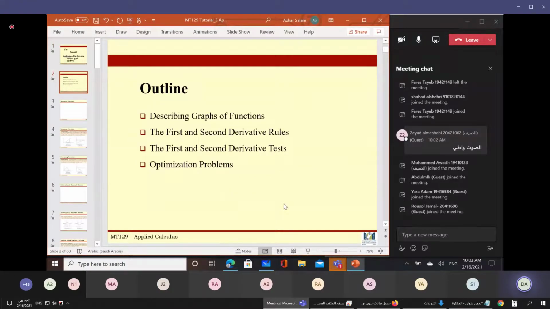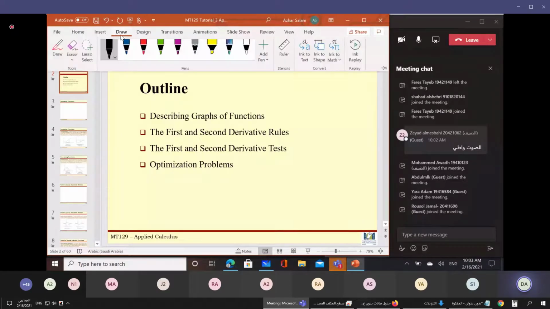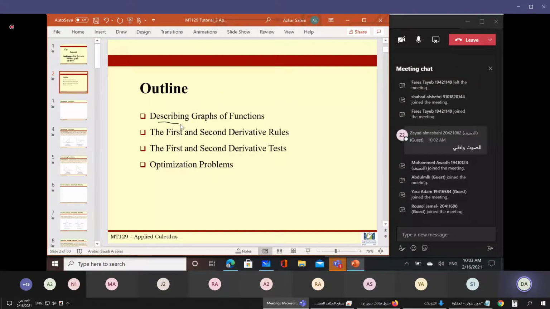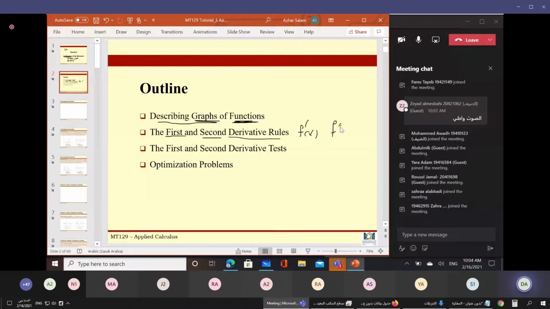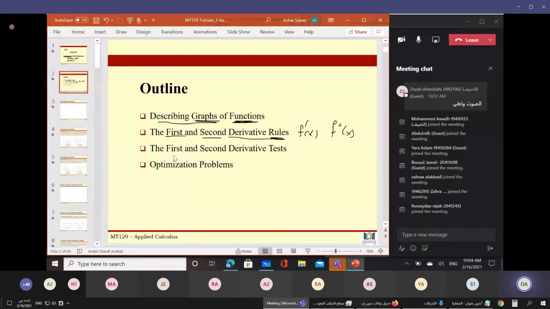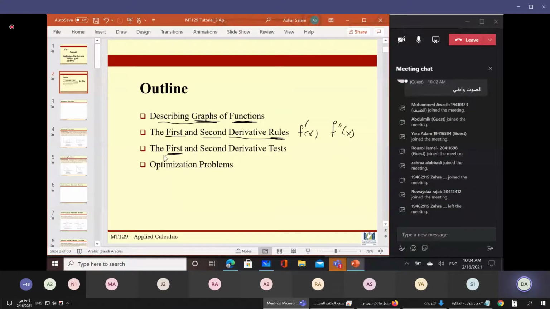So as we said, the outline of this lecture: we will begin by describing the graphs of functions using some applications of derivative. To find these properties for the graph, we will use the first and second derivative rules. We will use f dash of x and f double dash of x to find some properties for graphs. Also, we will make the tests of first and second derivative to find these properties.